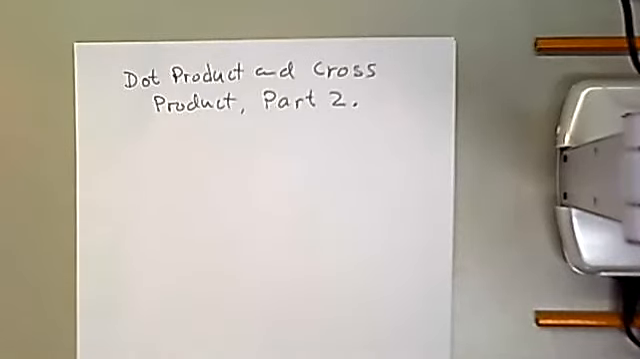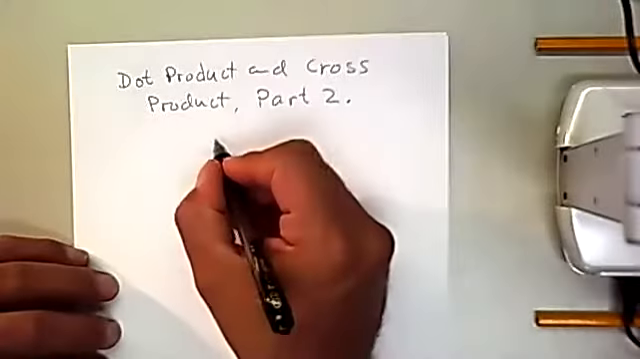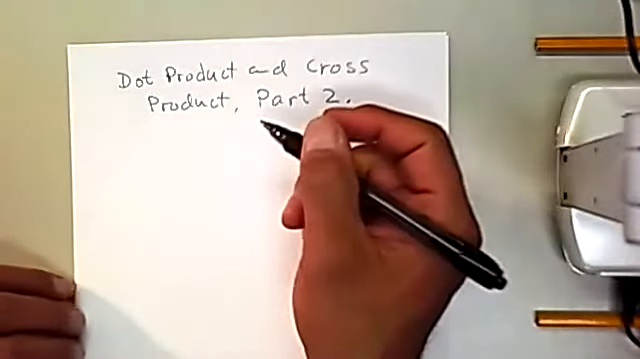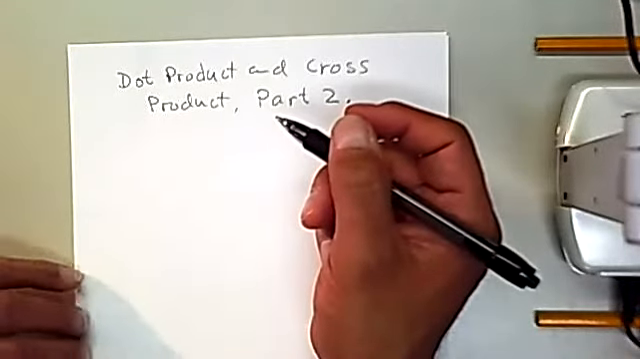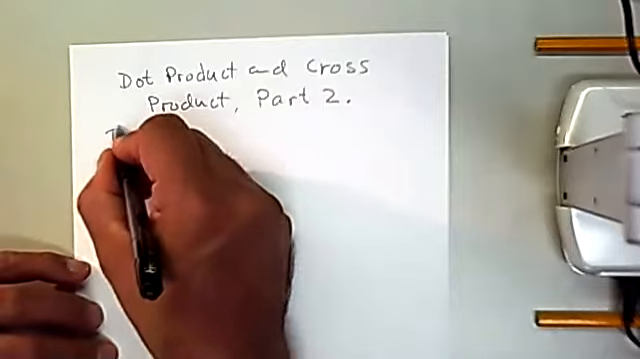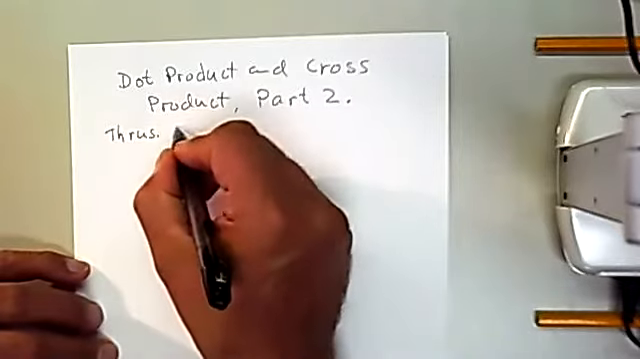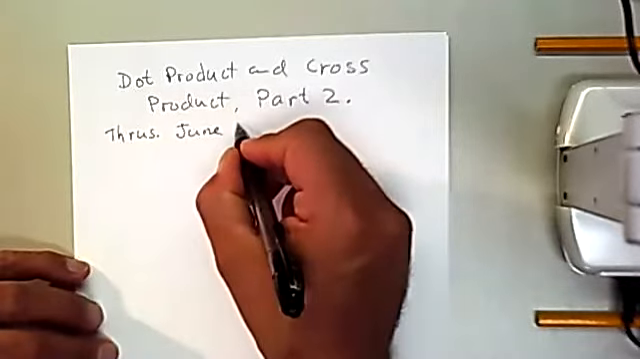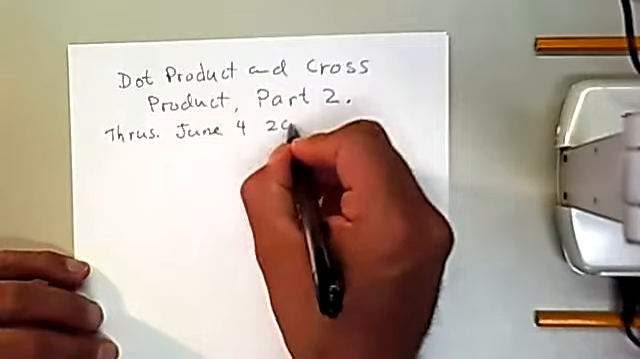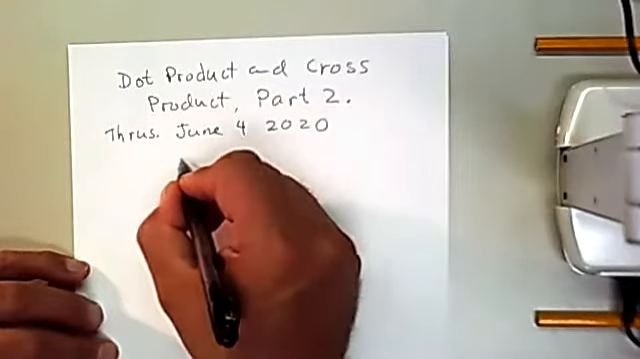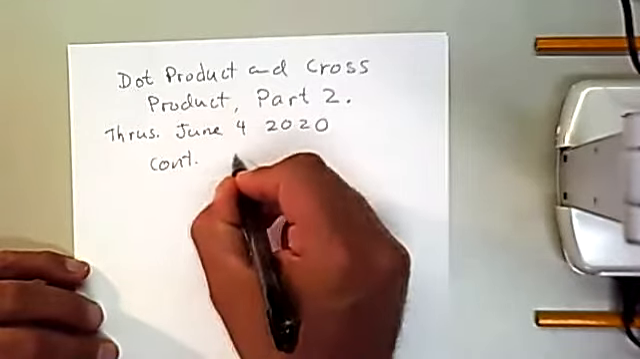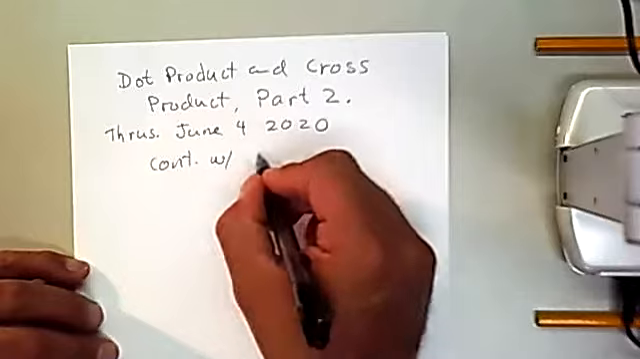Okay, we're going to continue with properties of the dot product and cross product. By the way, today is still Thursday, June 4, 2020. So we continue with properties.